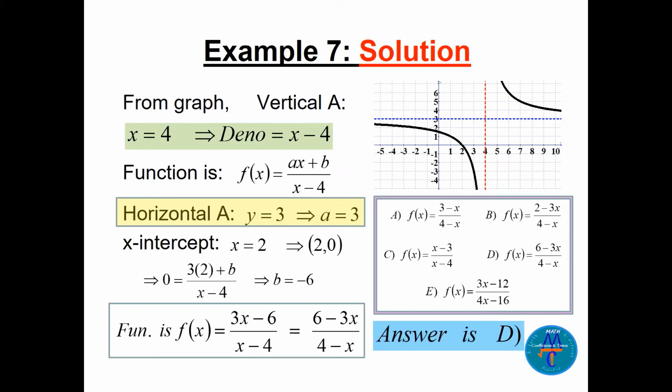Now, so the function, we can write it as 3x minus 6 plus b over x minus 4. Now, if you look here in the choices, you don't find the exact one. But if you multiply up and down by minus, you get 6 minus 3x over 4 minus x. This will be the answer. D is there. Yes, correct.